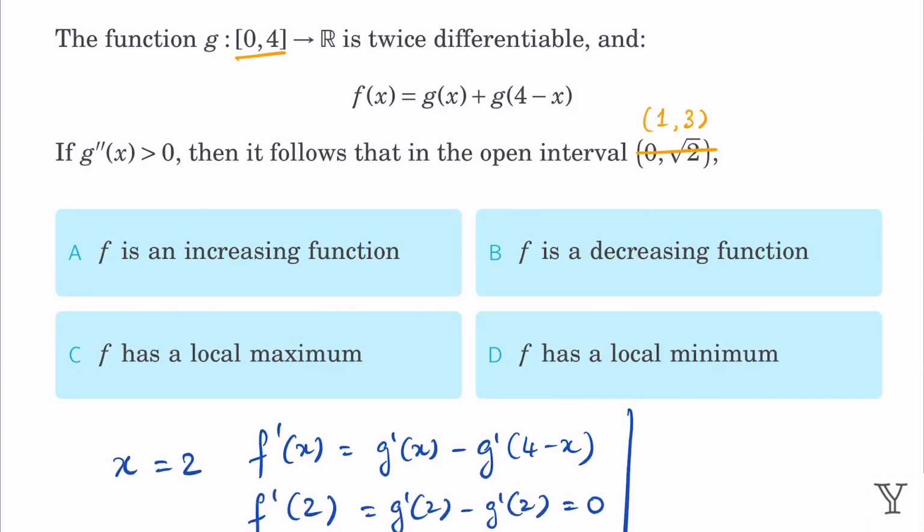If you recall what is called the first derivative test for maxima or minima, it says that if a function has a negative derivative to the left of a critical point and a positive derivative to the right of a critical point, then that critical point is a point of local minimum. Well, in our case, we know that the function decreases in the interval 0, 2 and increases in the interval 2, 4. Therefore, it follows that in the interval 1, 3, f has a point of local minimum. Option D.